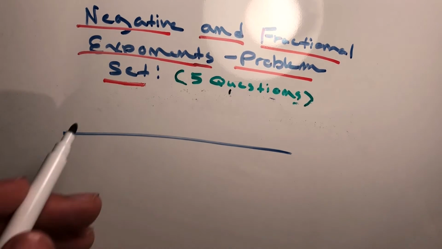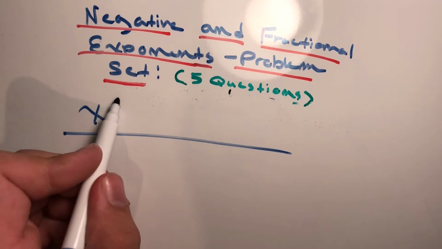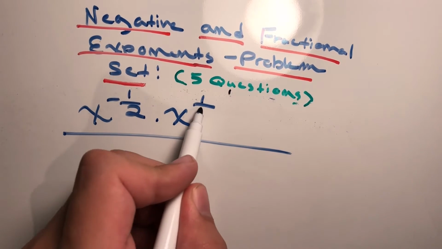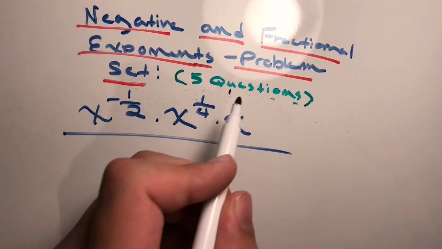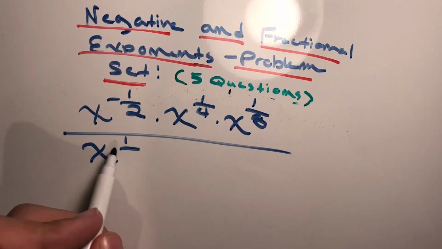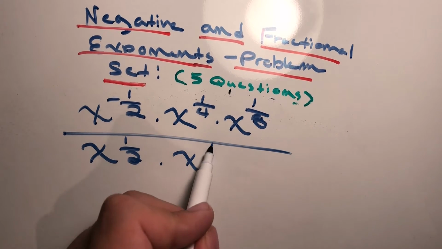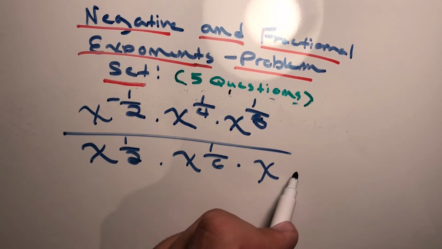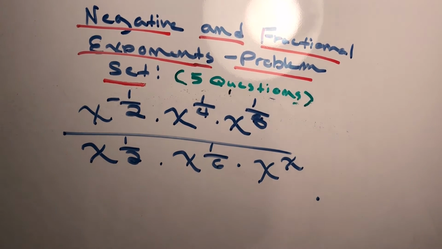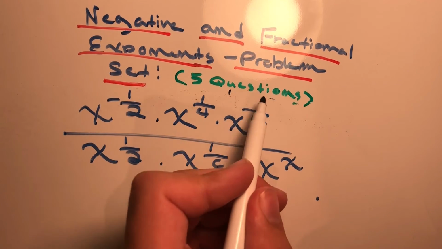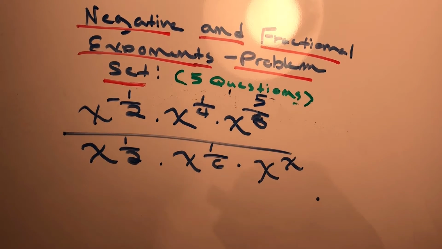Okay, so we're going to do x to the negative 1/2 times x to the 1/4 times x to the 1/8 divided by x to the 1/2 times x to the 1/6 times x to the x, right? So this is just an overall simplification problem, right? Why don't we make this x to the 5/8, right? And the final answer should be written as a root for this question, right?